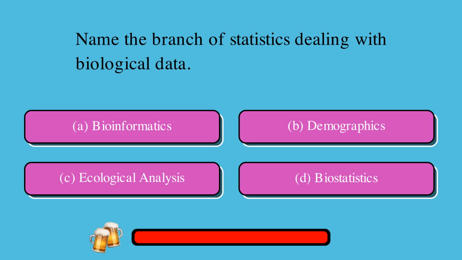Name the branch of statistics dealing with biological data. A, bioinformatics, or B, demographics, or C, ecological analysis, or D, biostatistics. The correct answer is D, biostatistics.